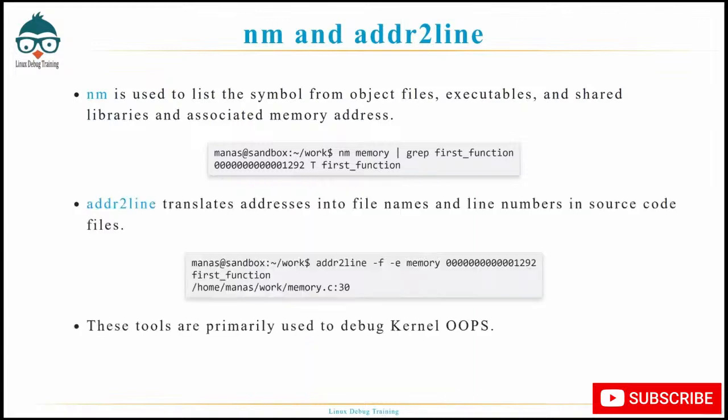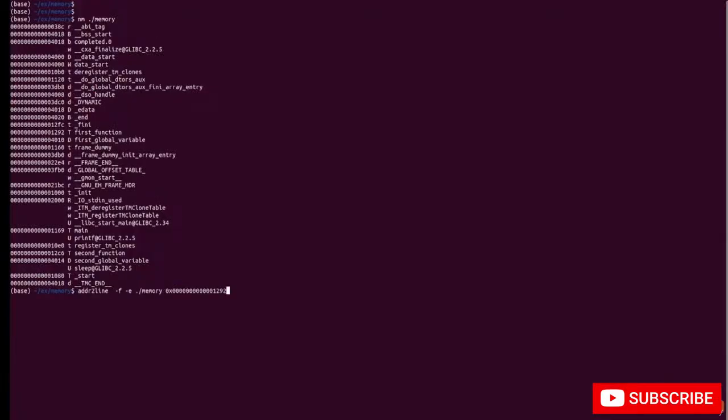Address to line is a very useful utility for examining kernel oops and crash dumps, and it allows us to translate addresses into file names and line numbers in source code files. In this example here, we take the earlier address we obtained using NM, and we request address to line to identify the line number of the first function, which it does in this instance.